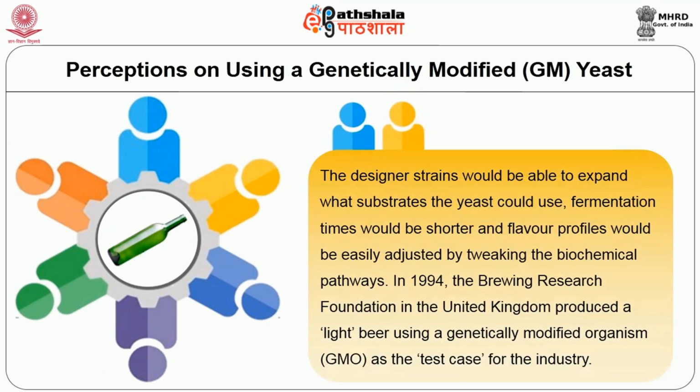The designer strains would be able to expand what substrates the yeast could use, fermentation times would be shorter, and flavor profiles would be easily adjusted by tweaking the biochemical pathways. In 1994, the Brewing Research Foundation in the United Kingdom produced a light beer using a genetically modified organism as the test case for the industry.